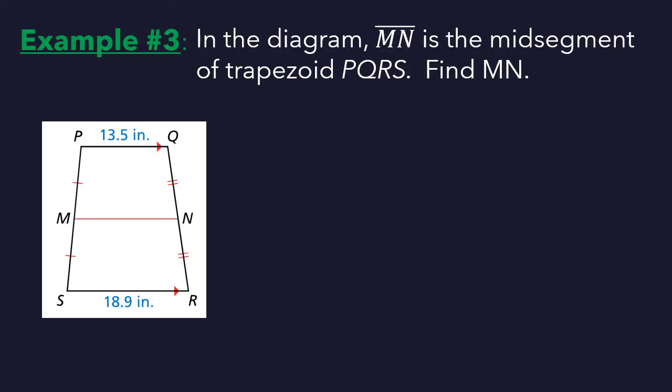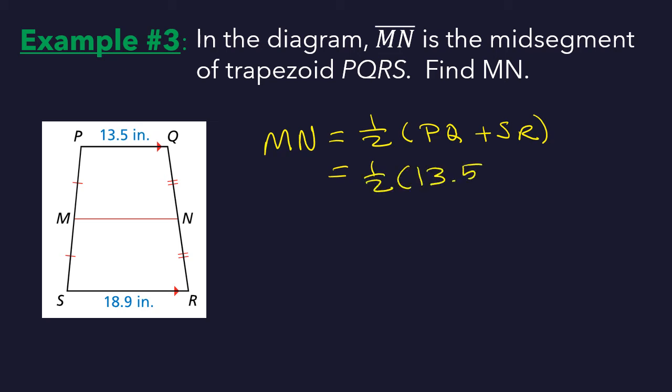So looking at example 3. In the diagram, segment MN is the midsegment of trapezoid PQRS, and we are going to find MN. Our midsegment formula says that MN is going to equal half of base 1, which is PQ, plus base 2 in this picture, which is SR. The length of PQ is 13.5. The length of SR is 18.9.